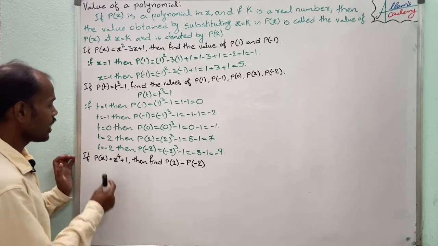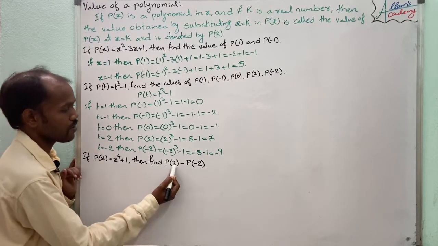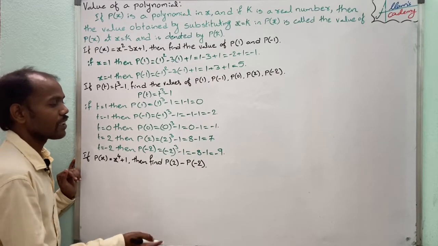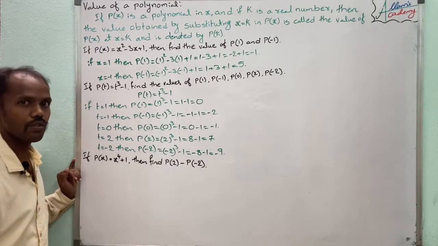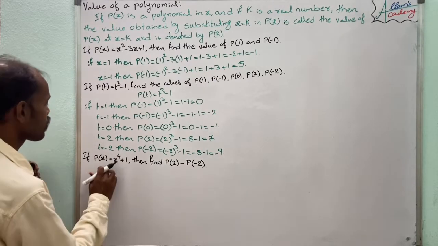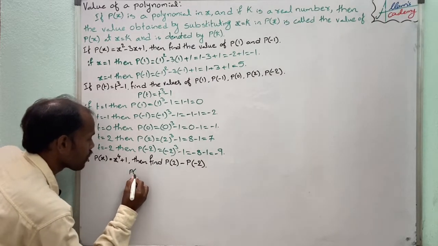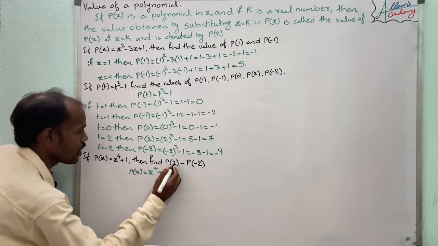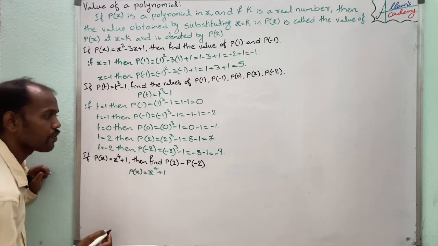That means here in the place of x we want to substitute 2 and minus 2, and the resulting values we subtract to solve the given problem. So the given polynomial is p of x equal to x power 4 plus 1. First, finding the value of p of 2.